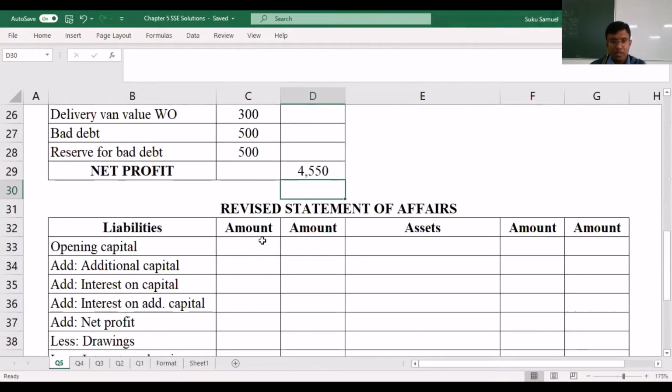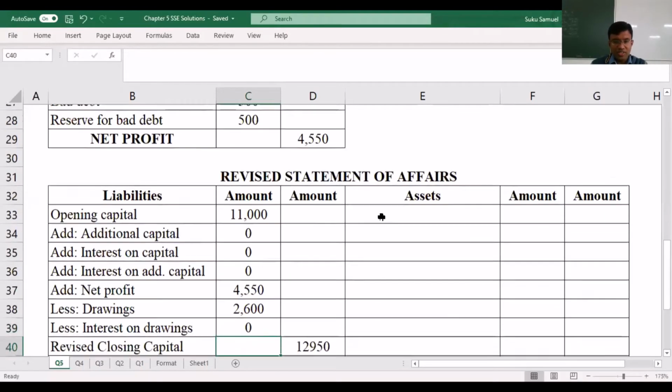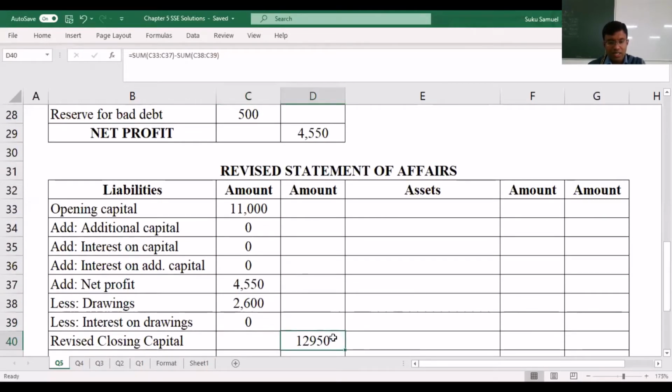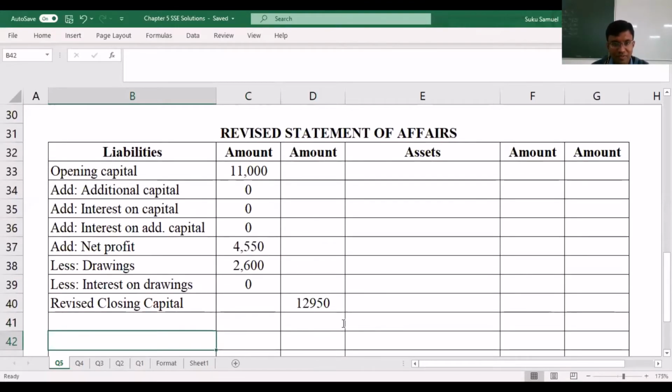Now let's start off with the amount. The opening capital is 11,000. To this you have to add additional capital. You do not have any additional capital. Then we do not have interest on capital. You have to consider the net profit. Then you have drawings. Drawings is 2,600. Then you have interest on drawings, that has also been factored. So together, your revised capital works out to be 12,950.